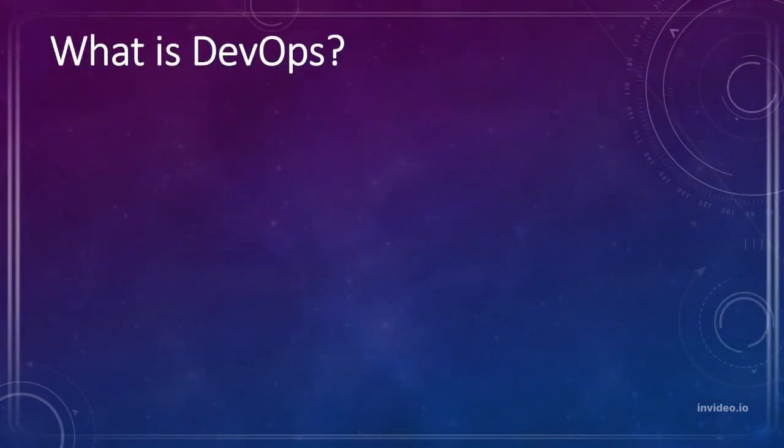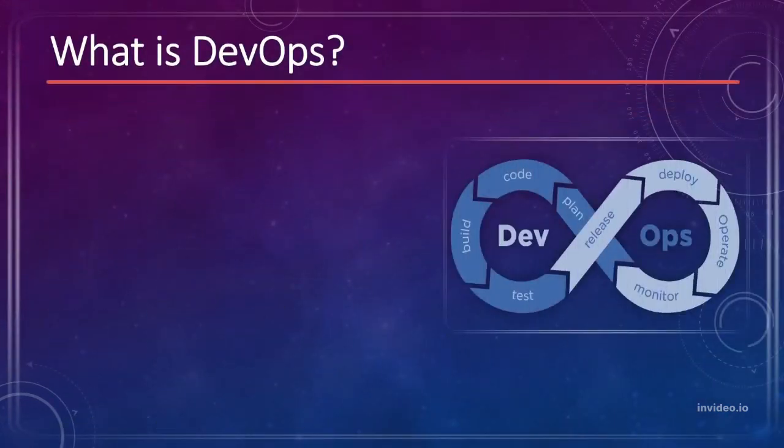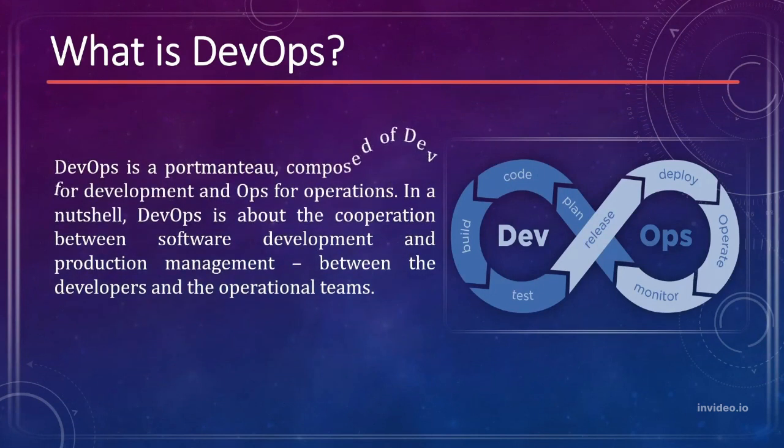Now let's see what is DevOps. DevOps is a portmanteau composed of Dev for development and Ops for operations. In a nutshell, DevOps is about the cooperation between software development and production management, between the developers and the operational teams. Based on this, it would not be unreasonable to think that DevOps is a software development method, but although it is related to and influenced by different software development methods, there is more to DevOps than that.